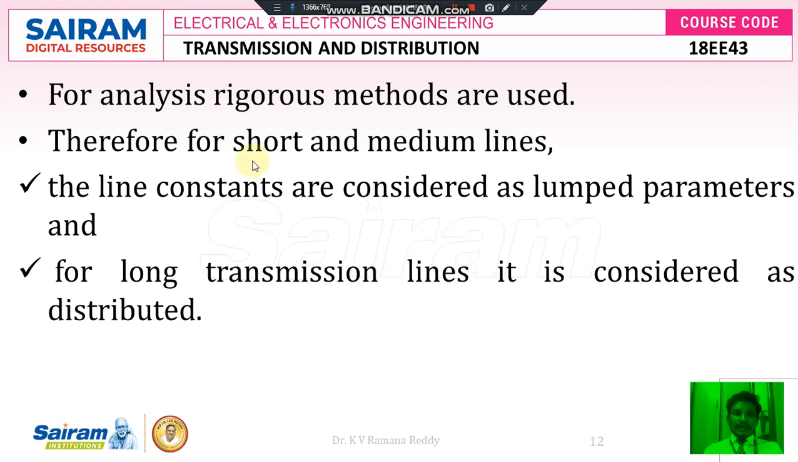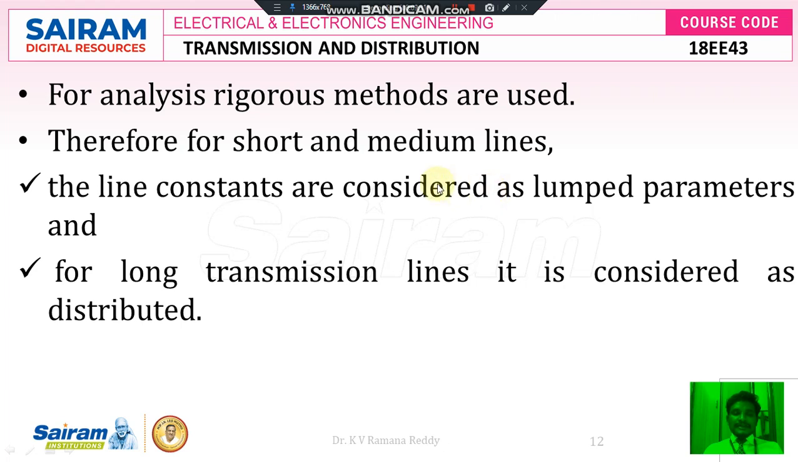For analysis purposes, these methods are rigorously considered, and therefore for short and medium transmission lines, the line constants are simply considered as lumped parameters. Lumped parameters are those which are easily and physically separable, and we can do the analysis individually. But distributed elements are those where it is not possible to separate resistance, inductance and capacitance. It is not possible to analyze them individually, and it is not possible to analyze the transmission line parameters like lumped parameters.